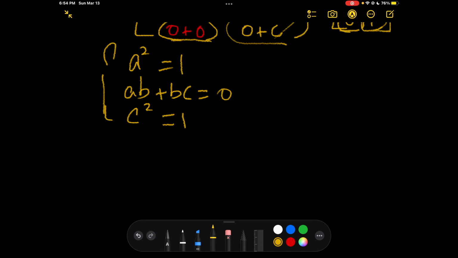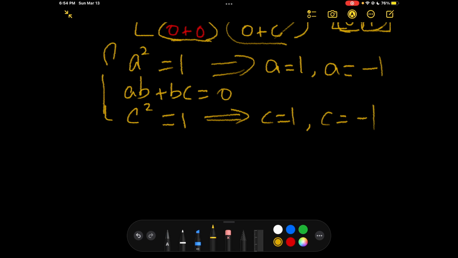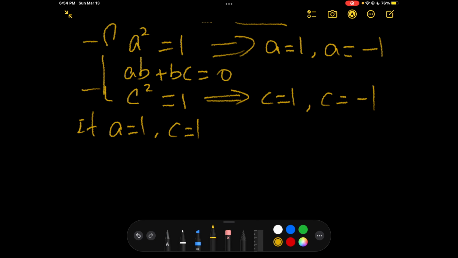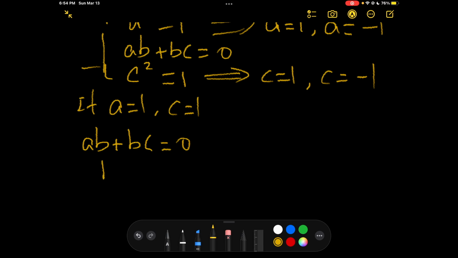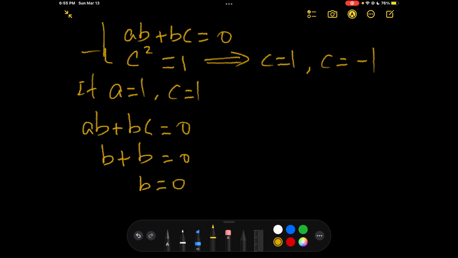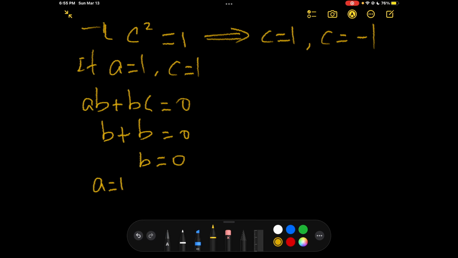So we know a squared equals 1. We have two answers: a equals 1 or a equals -1. And for this one, either c equals 1 or c equals -1. Let's say a equals 1 and c equals 1. In this case, we need ab plus bc equals 0, which is b plus b equals 0. So b has to be 0. So we have the first result: a equals 1, b equals 0, and c equals 1.